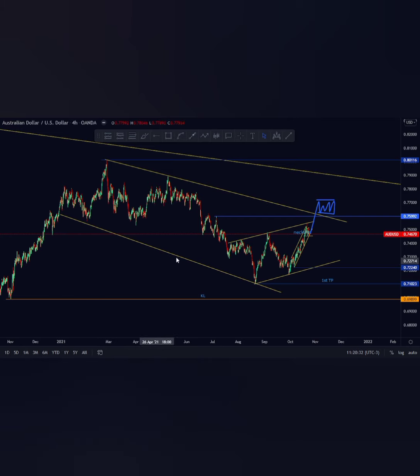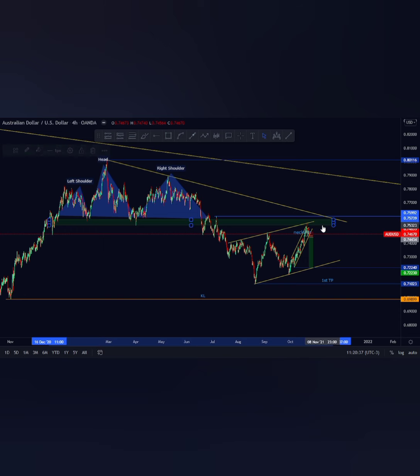So now that's it for AUDUSD. We're looking for selling opportunities. Let us now take a look at an indice.